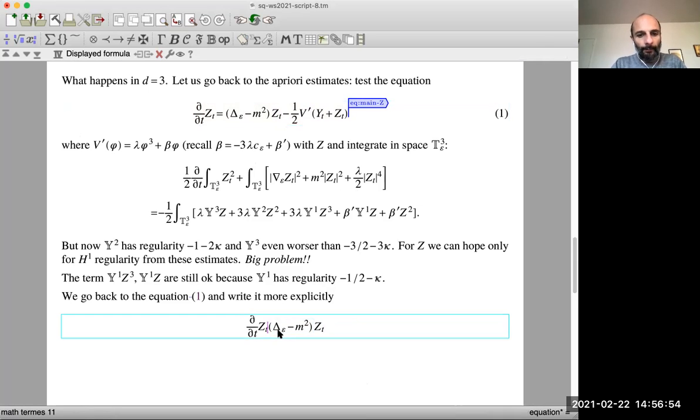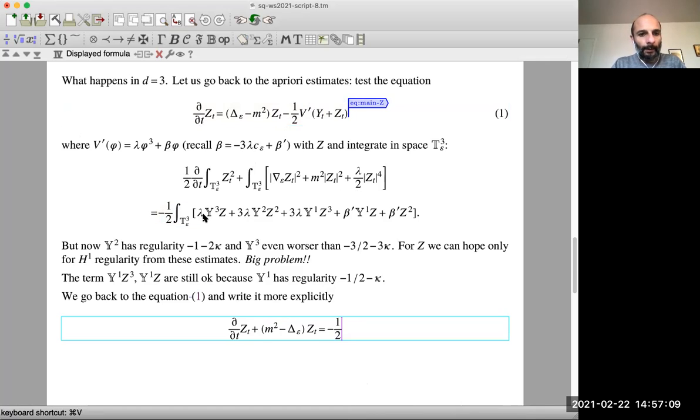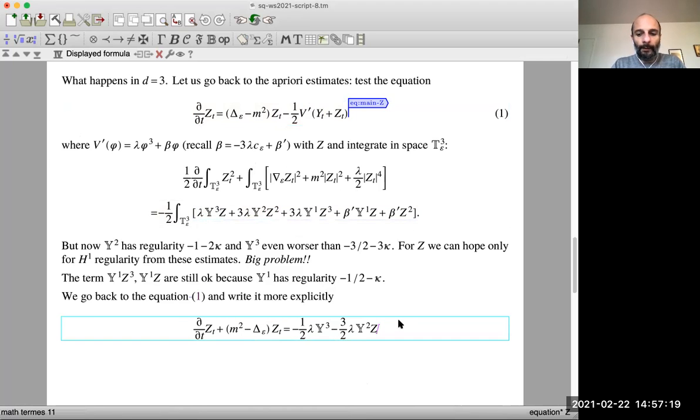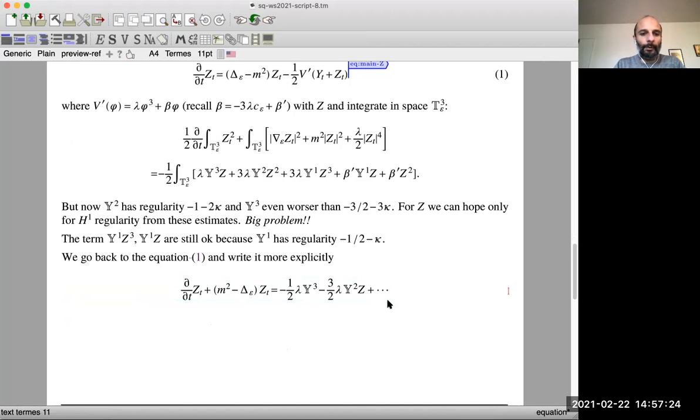So it looks like plus, then you have m squared minus Laplacian, I put on the other side. And then what I have in the right-hand side is minus 1/2 lambda y cubed minus 3/2 lambda y squared z, before testing. And then you have other things. These are the terms which cause problems.